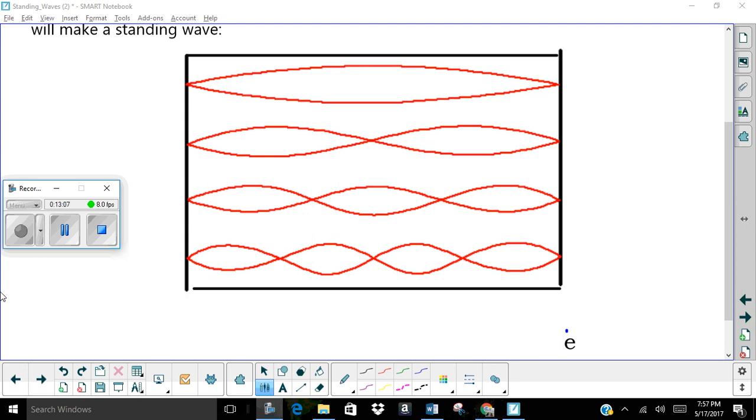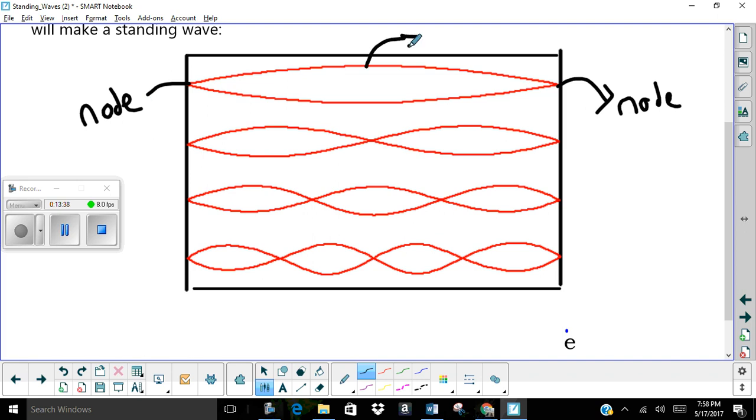There are two last definitions to give you in this video: node and antinode. Anytime that you have destructive interference where it looks like a wave is not present, you've got what's called a node. So in your first harmonic, you've got a node here, and you've got a node here. An antinode happens when you've got constructive interference. And so an antinode will occur in the first harmonic here. So in the first harmonic, I got two nodes, one antinode.